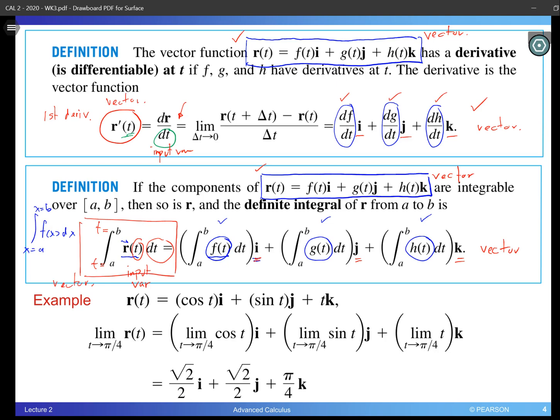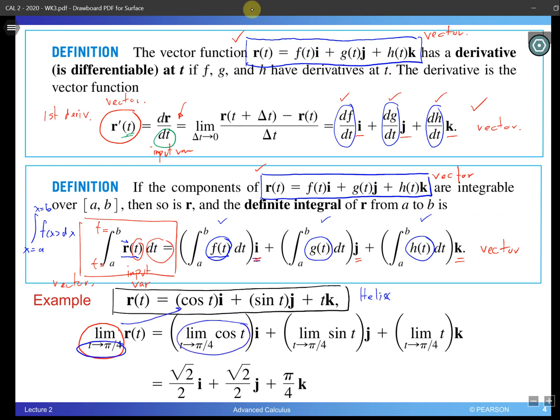Now let's take a look at the example down here. We have this vector function r of t equal to cosine t, sine t, and t for the last component. Well, this is the same as the helix that we saw earlier. What is important about this example is that they want us to find a limit on this function when t approaches pi over 4. And just like before, calculations on each component. So this limit goes to the first component, and then we get this first limit. This limit goes to the second component, and we get the second limit. And the last component, same here.